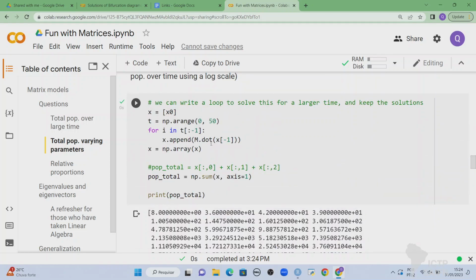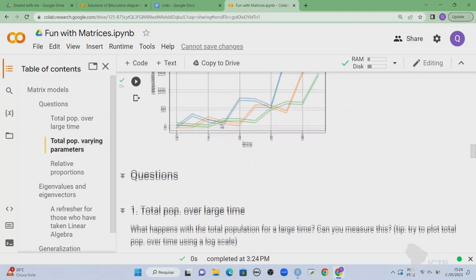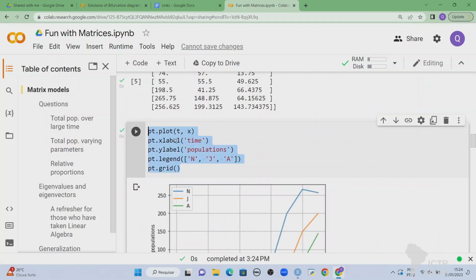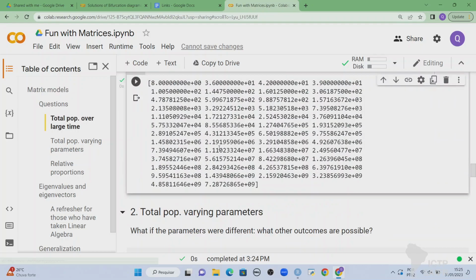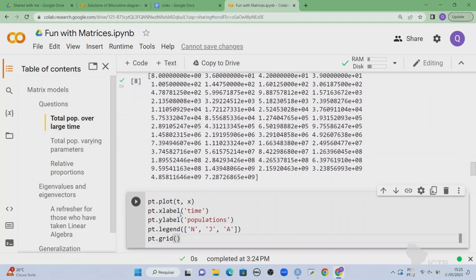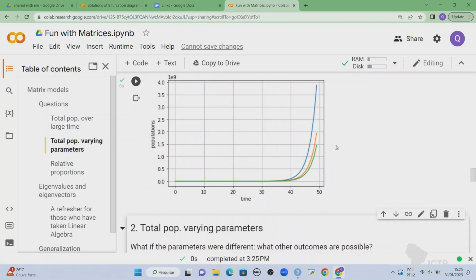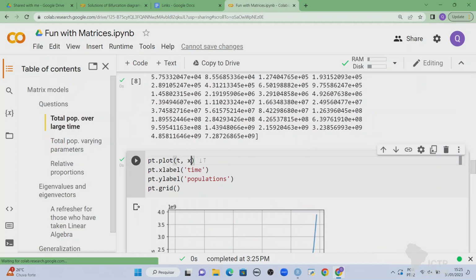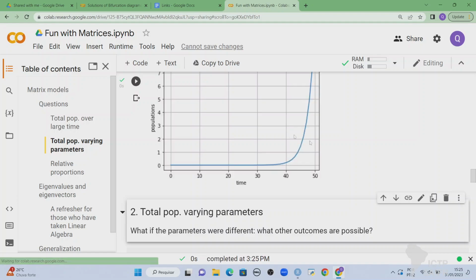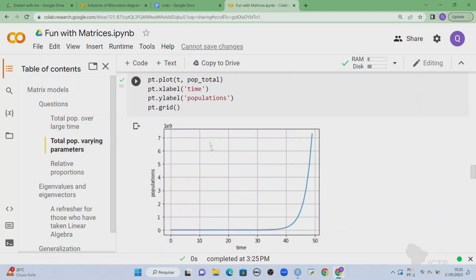So this is the total population, and now I want to plot this over time. Let me do this in a new cell over here, so I don't need this legend anymore. All right, so this is the total population. Oops, sorry, I plotted x, not the total population over here. So this is just increasing. You see that this is going to 10 to the 9. So this is 7 million, 6 million, and so on. So this is increasing.